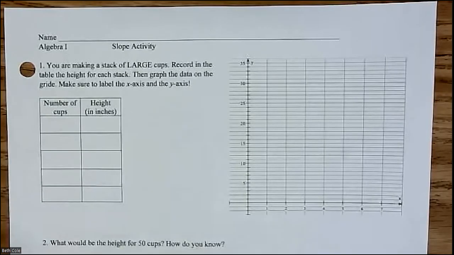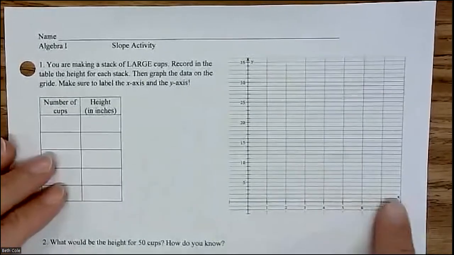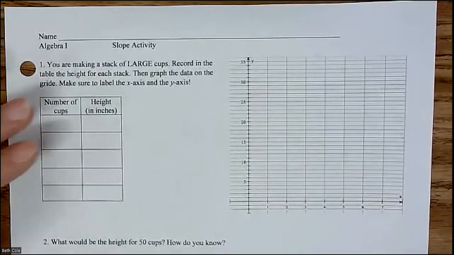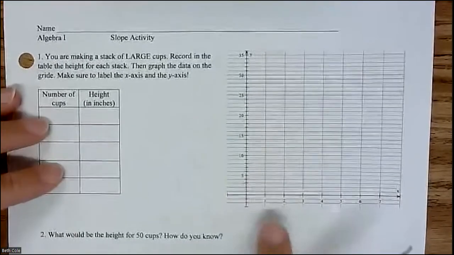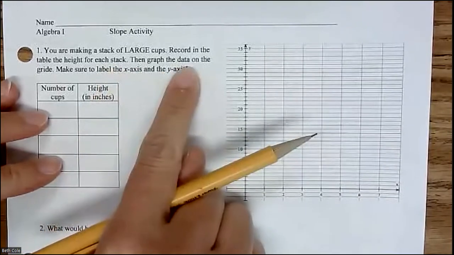So we're going to do the groups that had the large cups first. Now, I know you guys stacked them well beyond this, but we're going to have to pick some small numbers to make the data fit. And you want to label your X and Y axis.